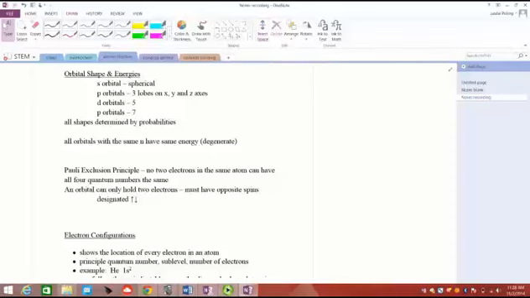Okay, so orbital shapes. An s orbital is spherical, and its size is where the sphere that encloses 90% probability.